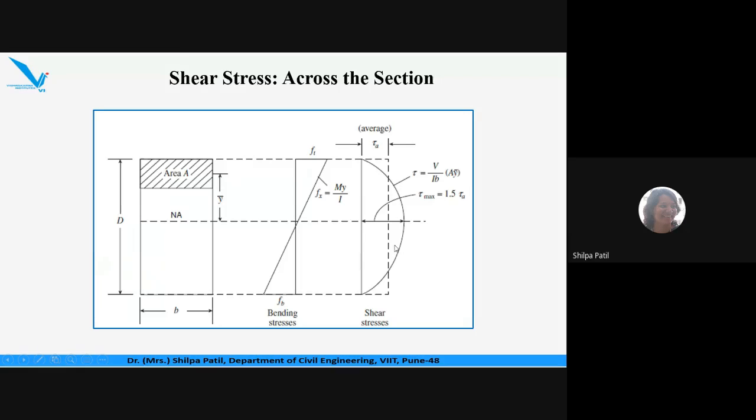If we come to the shear stress distribution, it is exactly opposite to that of the bending stress. The shear stresses are zero at the extreme fibers, both top and bottom of the cross section.